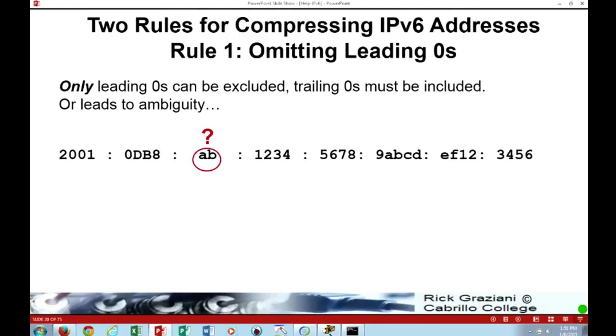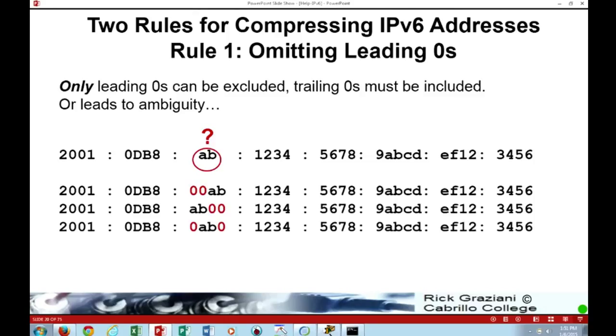Okay, and why only leading zeros? Well, if we could omit trailing zeros too, we wouldn't know where the zeros are. We wouldn't know which address it is. With only leading zeros, this is the only value. This would be the value. Does that make sense? Leading zeros only.